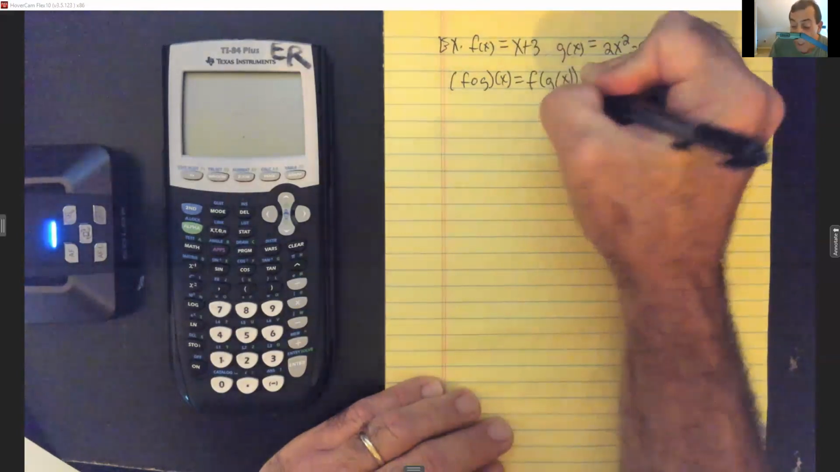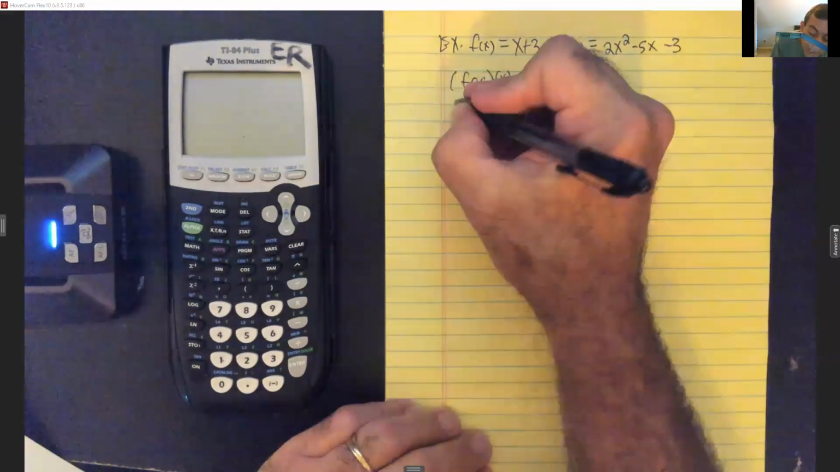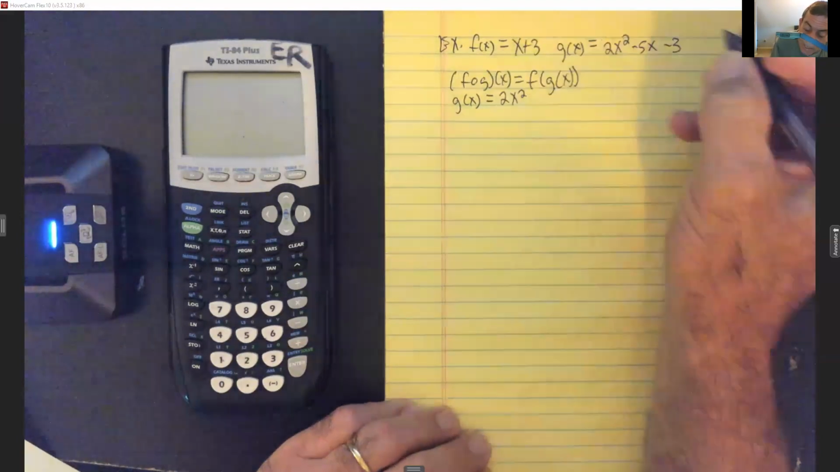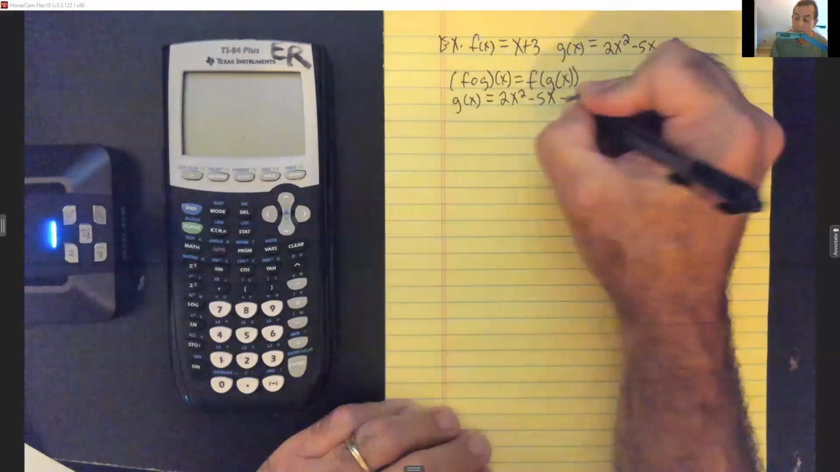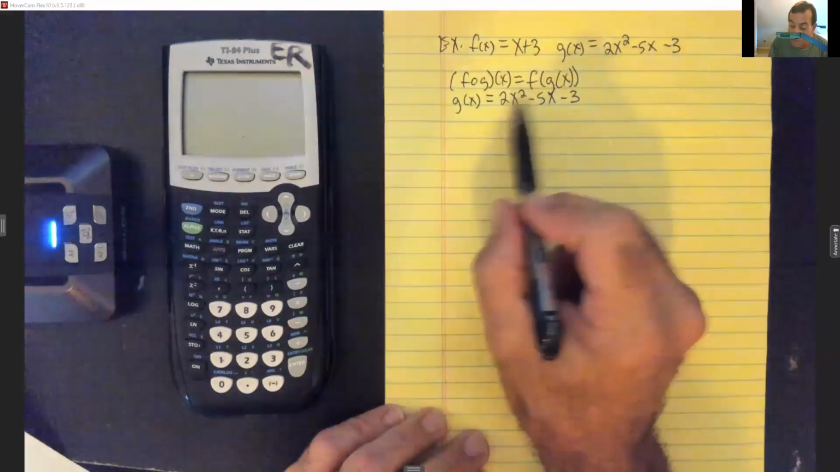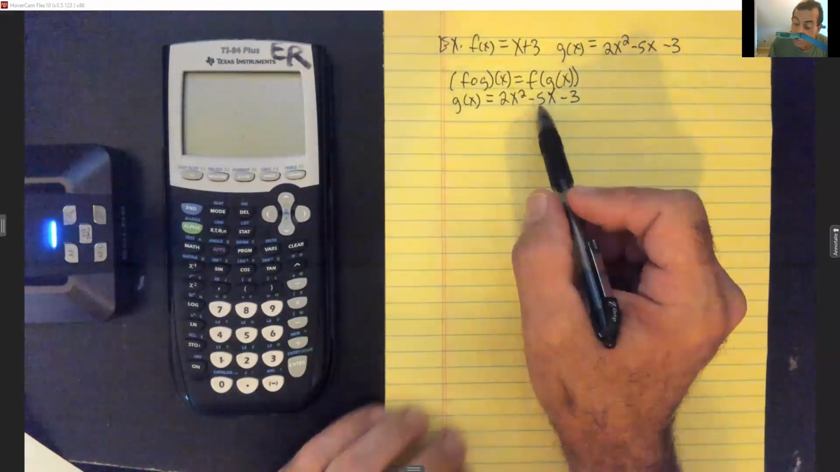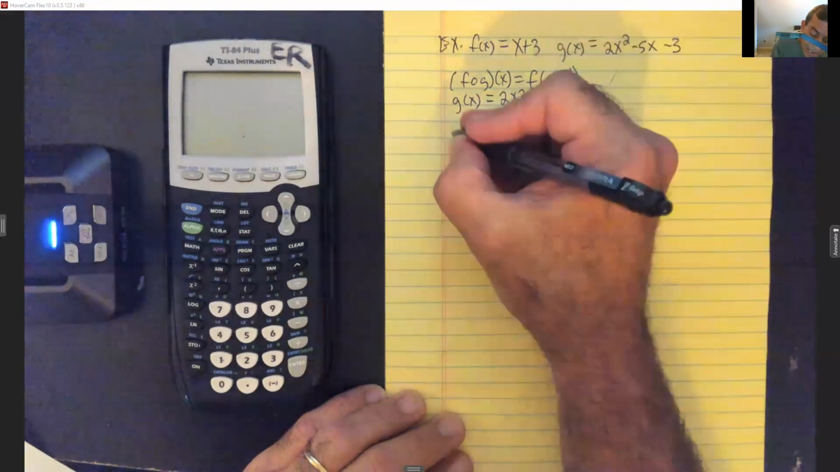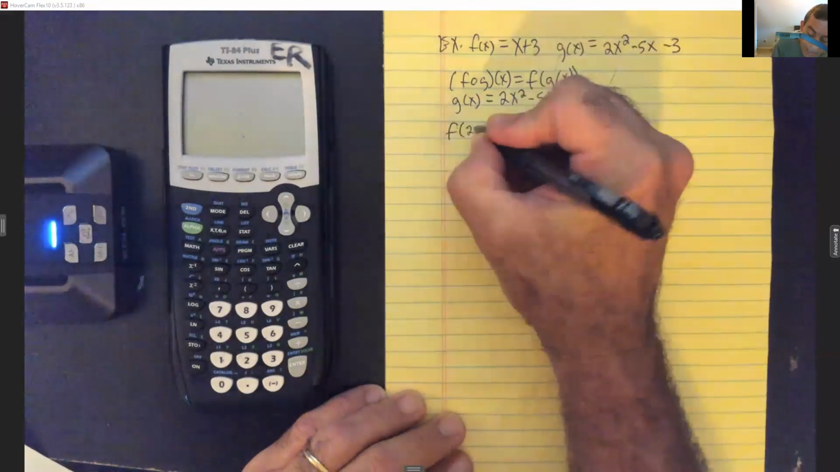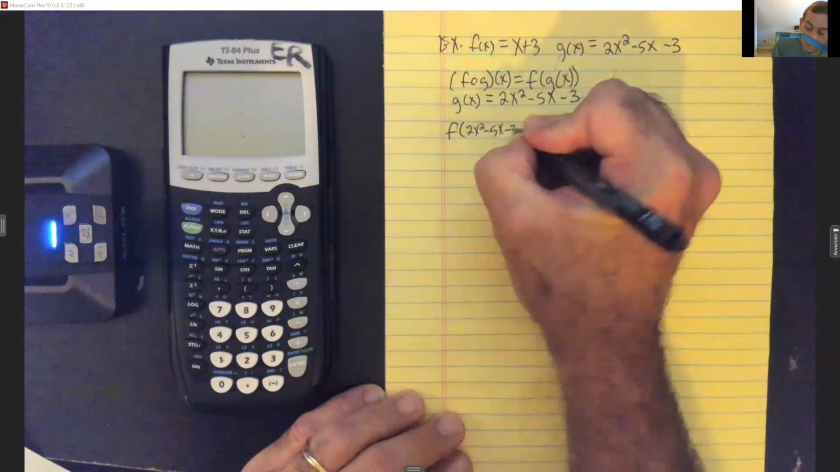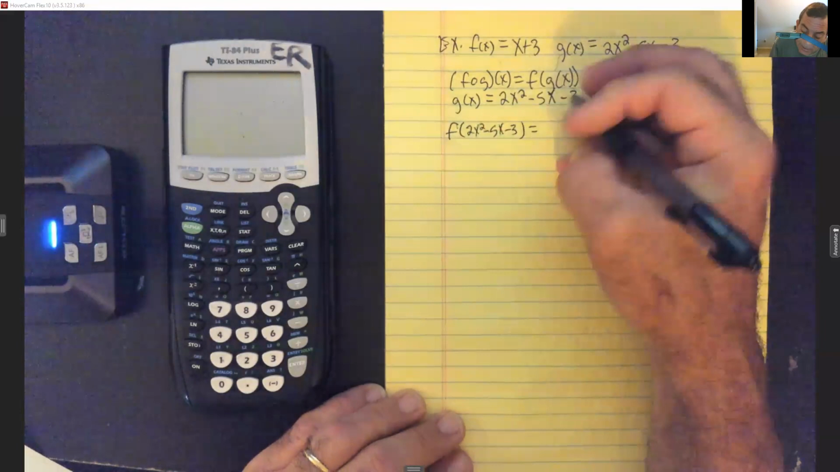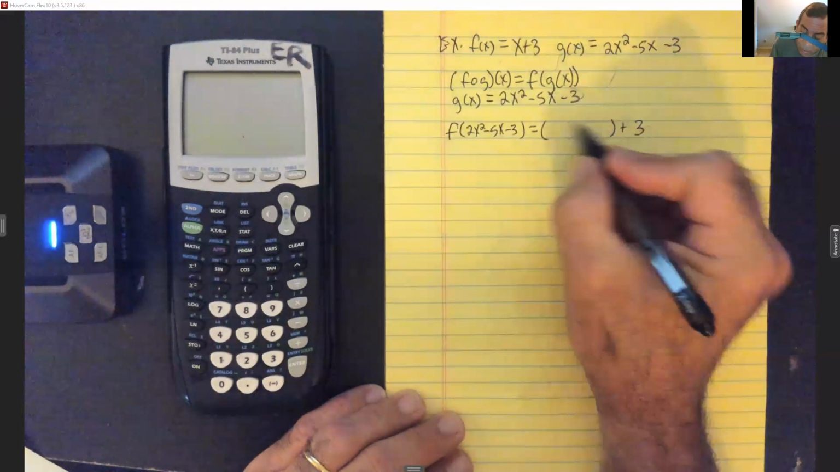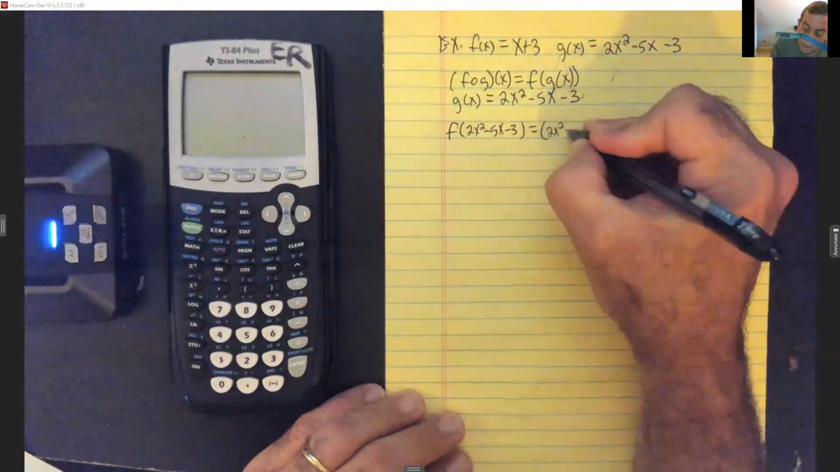So once again, I don't have numbers. First I start with my g of x because it's my innermost. And g of x is 2x squared minus 5x minus 3. There are no like terms, there are no numbers given, so I cannot simplify that. So this whole thing will now go into the f. So we're going to find f of 2x squared minus 5x minus 3, which means in this f equation, wherever I have an x plus 3, wherever I have my x, I'm going to put 2x squared minus 5x minus 3.